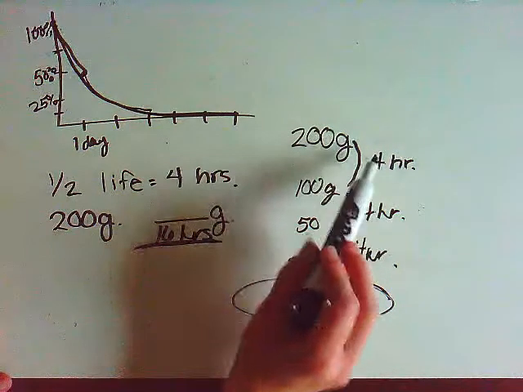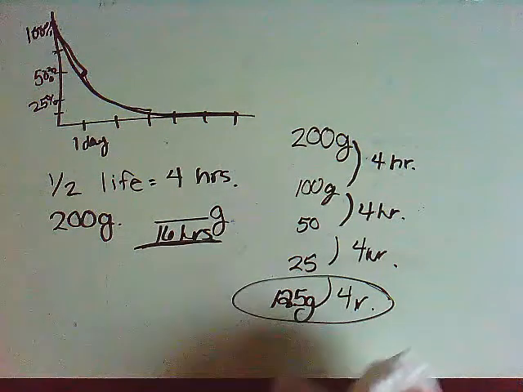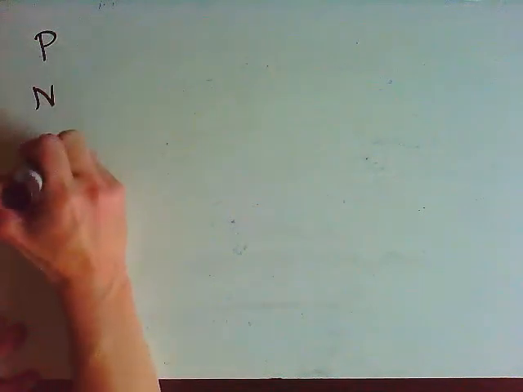So if the half-life is 4 hours, we started with 200 grams. After 16 hours, we're going to have 12.5 grams left. And that's the simpleness of half-life. Do not complicate half-life. The last one you had asked me about was protons, neutrons, and electrons.